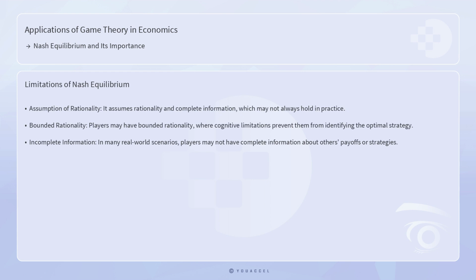Despite its wide-ranging applications and robustness, Nash equilibrium is not without limitations. One criticism is that it assumes rationality and complete information, which may not always hold in practice. Players may have bounded rationality, where cognitive limitations prevent them from identifying the optimal strategy. Additionally, in many real-world scenarios, players may not have complete information about others' payoffs or strategies. These factors can lead to deviations from Nash equilibrium predictions.